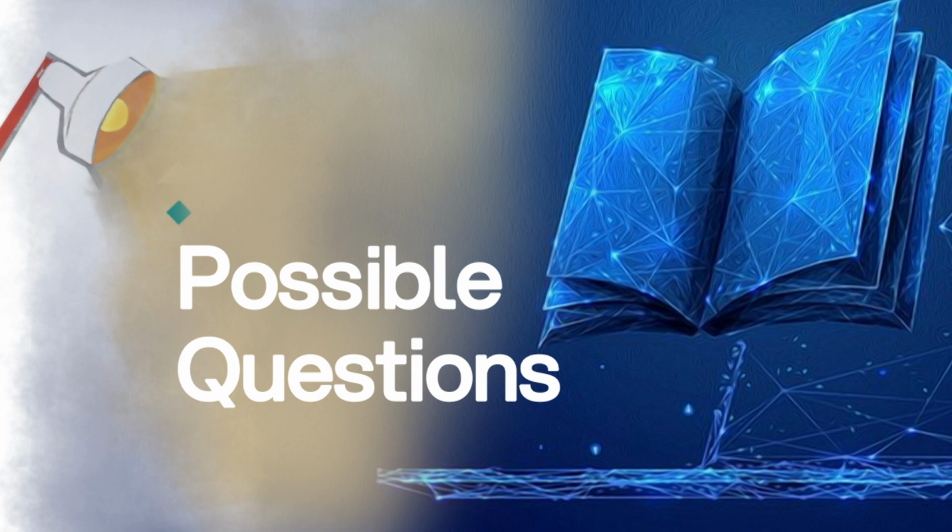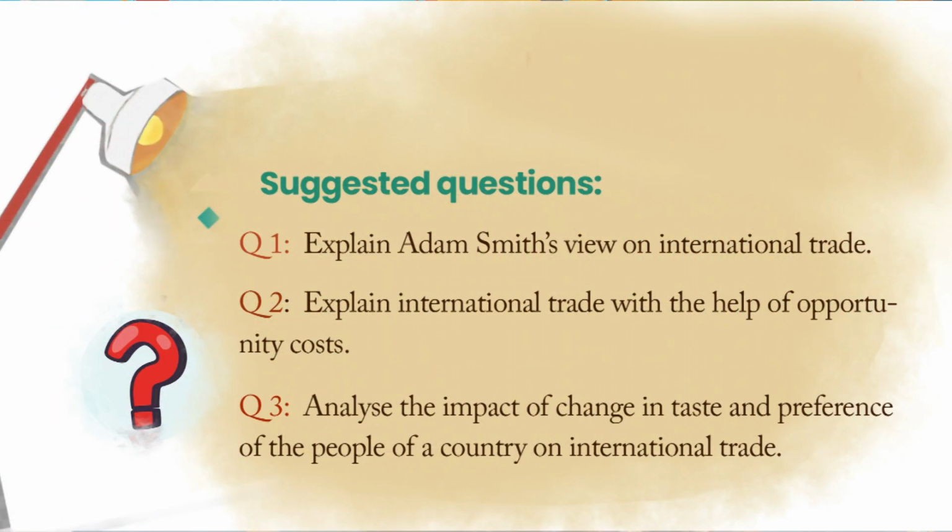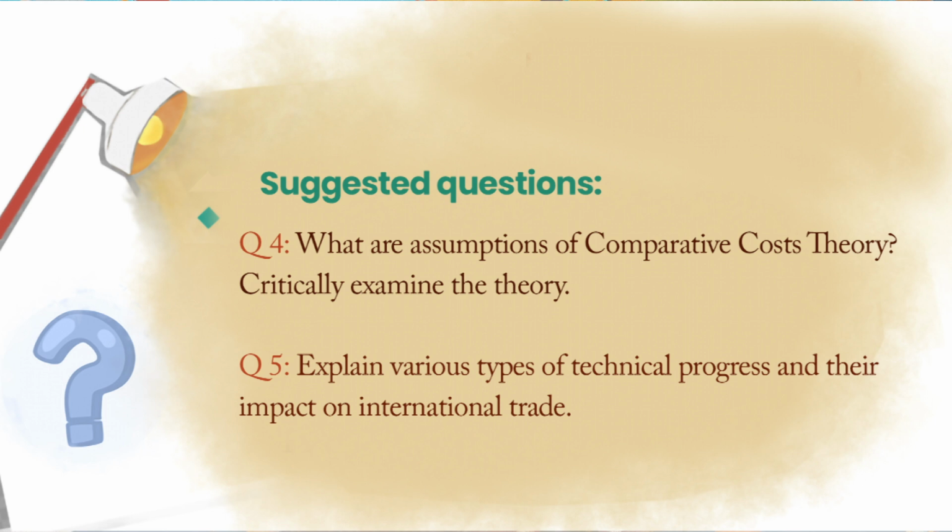Dear learners, as we have completed this unit, what are the possible questions that may arise from these two units? So one is, explain Adam Smith's views on international trade. Then explain international trade with the help of opportunity cost. Then analyze the impact of changes in taste and preference of the people of a country on international trade. Or there are some other questions: what are the assumptions of comparative cost theory? Then explain various types of technical progress and their impact on international trade.